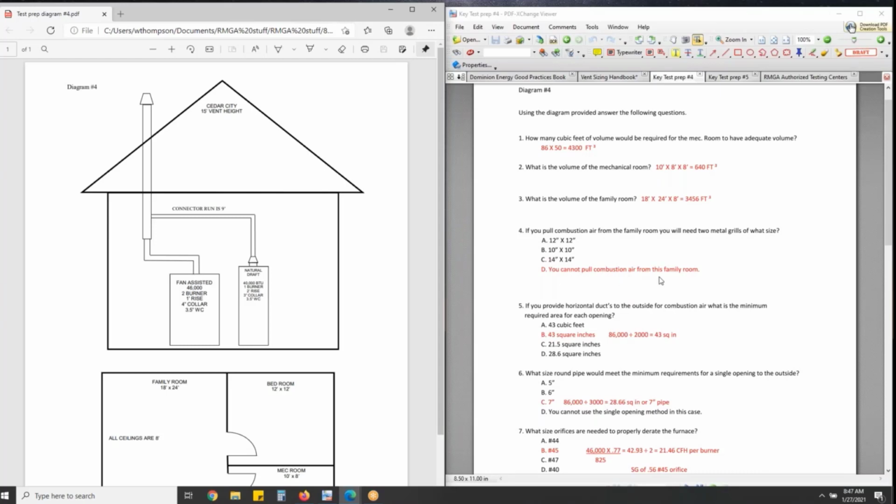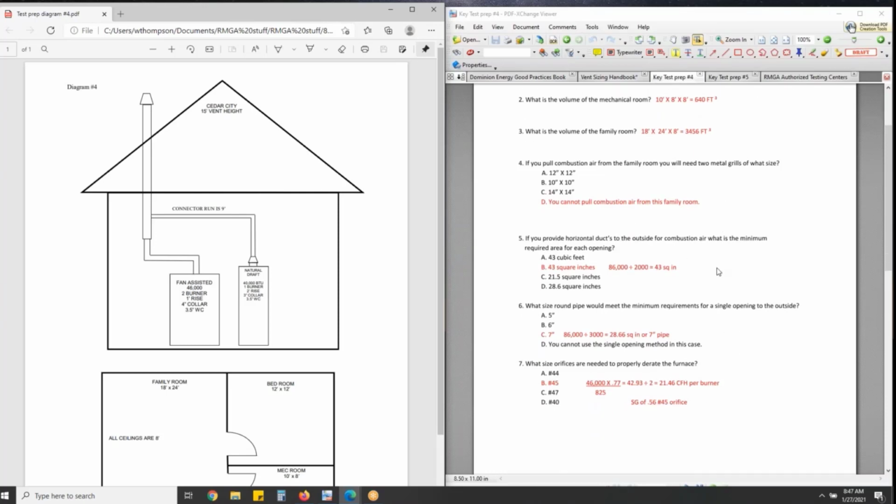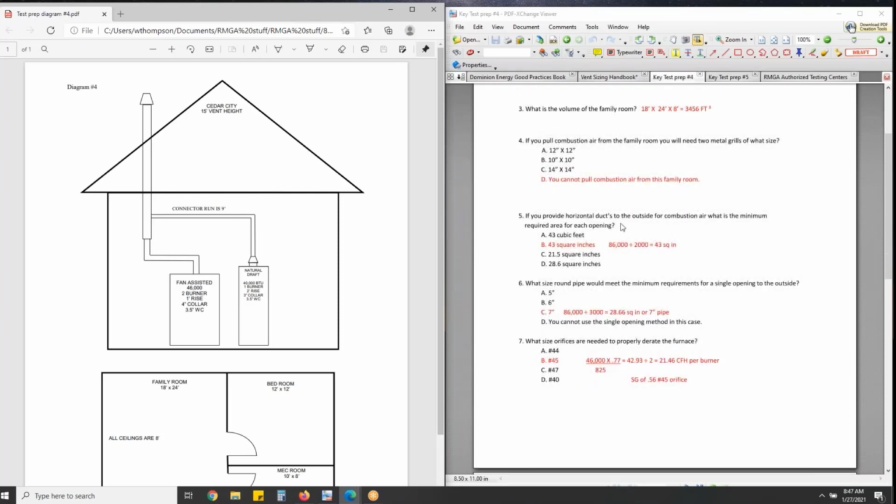You cannot pull combustion air from this family room, okay? If I add this and this together, I don't get that, right? Okay. If you provide horizontal ducts to the outside for combustion air, what is the minimum required area for each opening? 43 square inches. Again, I just use the formula. I've got 86,000 BTUs.